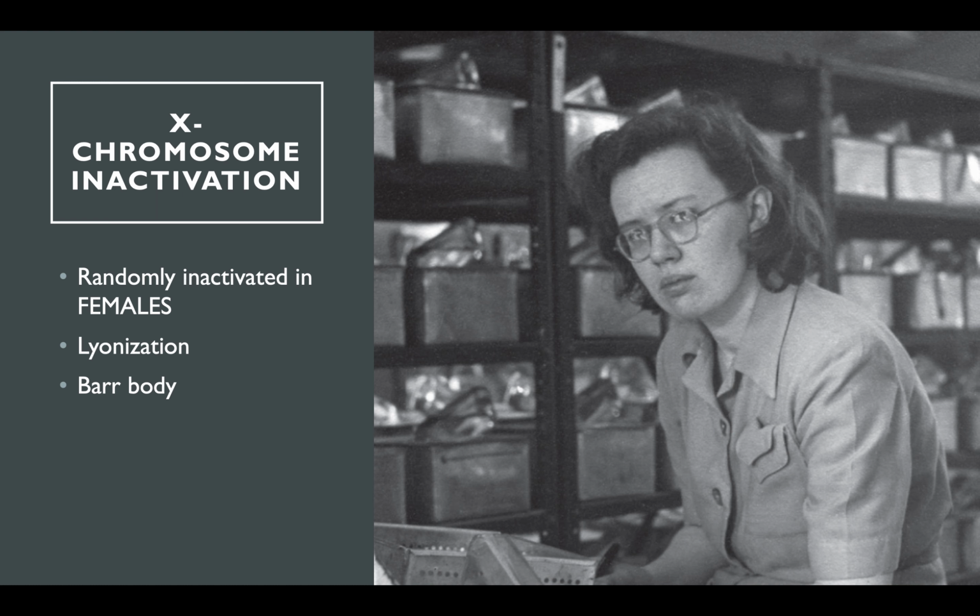So for X chromosome inactivation, this is when one of the X chromosomes is randomly inactivated in females. This process is called lionization, and it was discovered by a scientist named Mary Lyon in 1961. The inactive X chromosome forms a dense region in the nucleus called a Barr body. These can be seen clearly through a microscope in females.